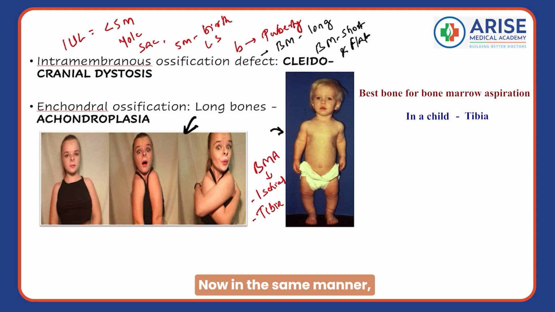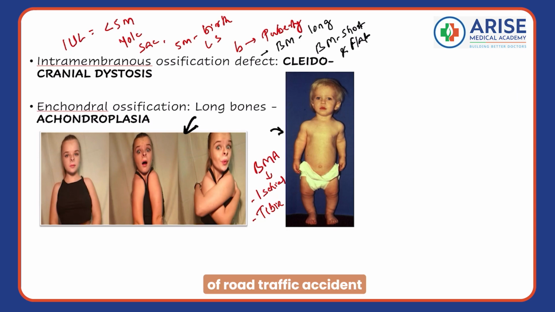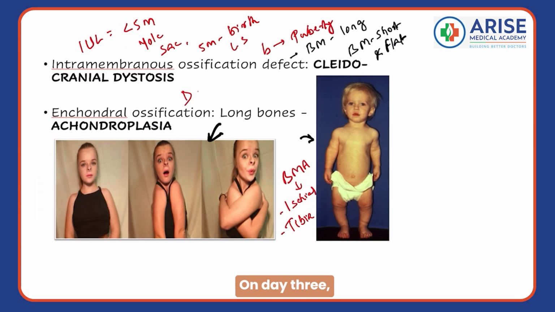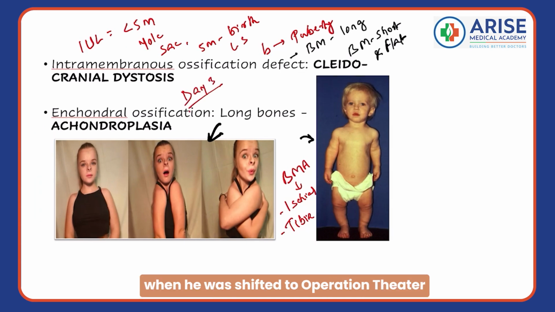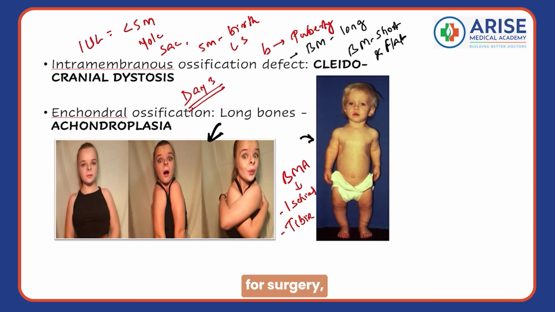Now, suppose there was a road traffic accident where a 25-year-old man suffered a shaft of femur fracture. He was shifted to hospital. On day 1, he did not get surgery because of some machine problem, OT problem. On day 2 also, he did not get operated. On day 3, when he was shifted to the operation theatre for surgery, suddenly he started having shortness of breath, and after a few more minutes, he went into coma.